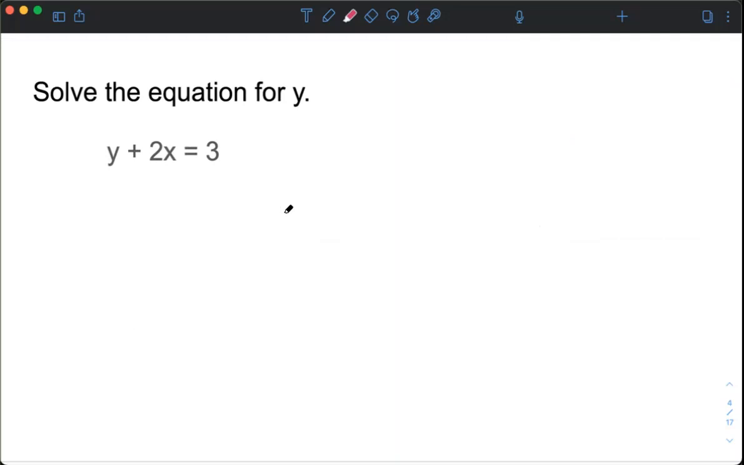For this equation, make sure you copy it down, copy down the instructions, and we're going to solve the equation for y. Remember that all that means is we're going to isolate y. This y is what we want to get by itself. And notice that we have an x in the same equation. We haven't really seen that before. We've seen maybe multiple y's, but not a y and an x in the same equation. So the rule is still the same.